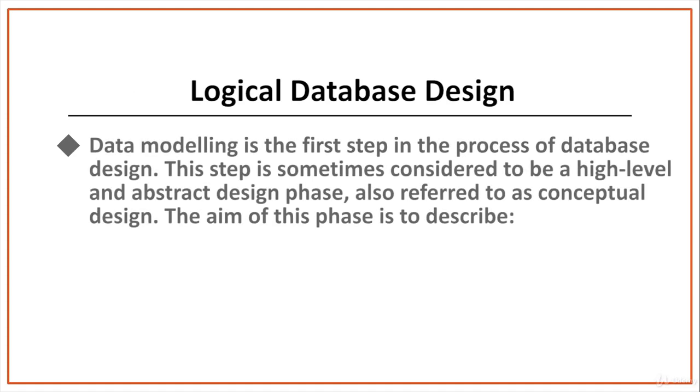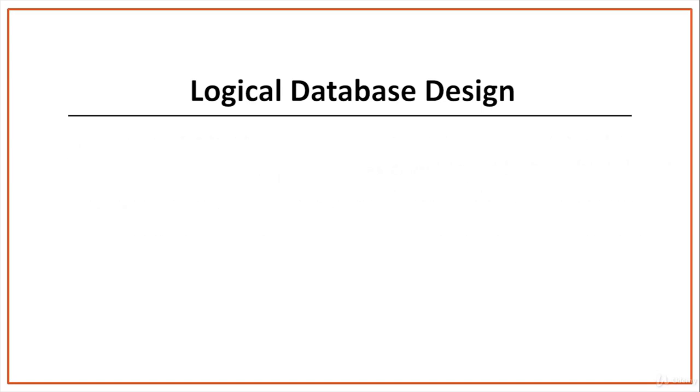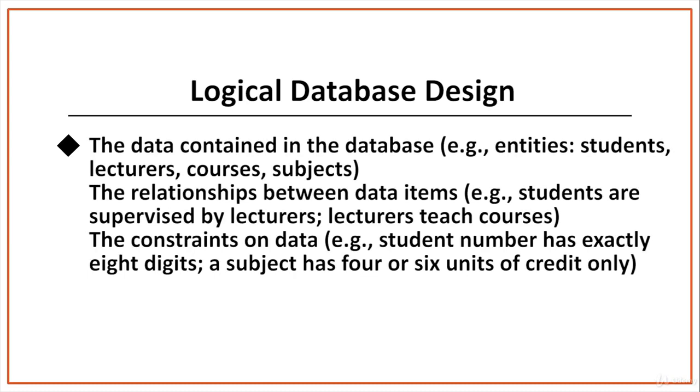Data modeling is the first step in the process of database design. This step is sometimes considered to be a high-level and abstract design phase, also referred to as conceptual design. The aim of this phase is to describe the data contained in the database, for example, entities like students, lecturers, courses, subjects. The relationships between data items, for example, students are supervised by lecturers, lecturers teach courses. The constraints on data, for example, student number has exactly 8 digits. A subject has 4 or 6 units of credit only.